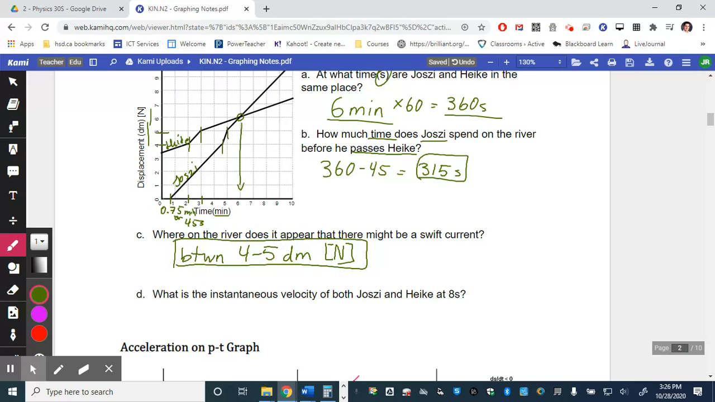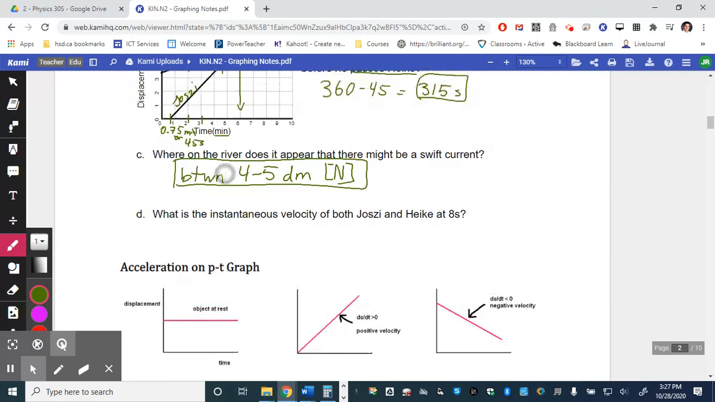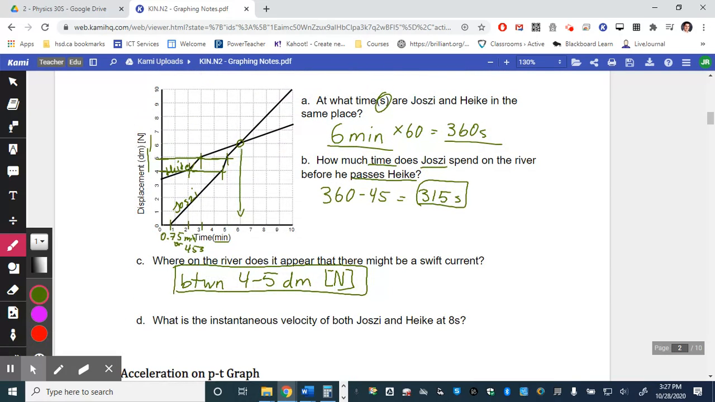As you can see, if we look down this line, it's not the time, it's the place where both Heike and Josie sped up quite a bit. And how do we know they sped up? Because the lines are more steep. What's the instantaneous velocity? The steeper the line, the faster they're going. Josie's covering more distance than Heike every second. That's why it's more steep.